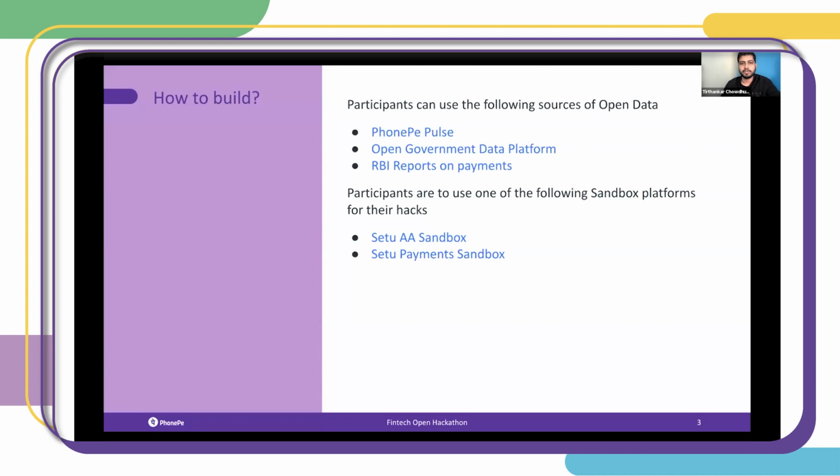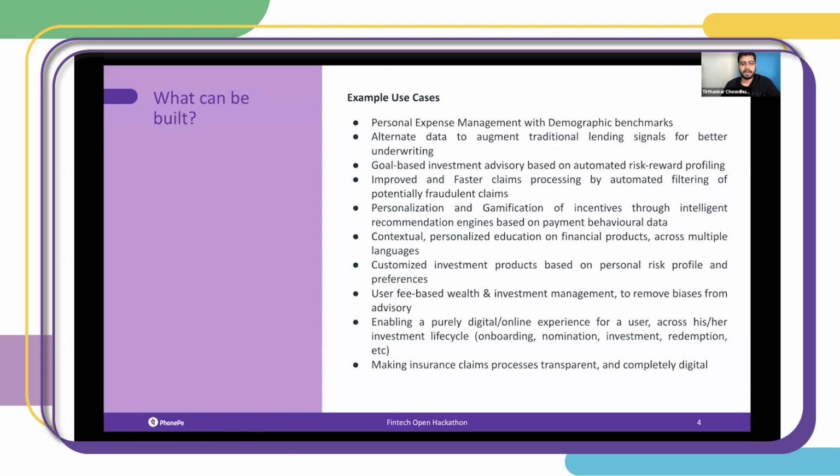In addition to that, we also want you to use the Setu Aggregator AA sandbox. Few of the other open source data platforms that exist around us can also be used, like the OGD platform, the Open Government Data Platform, the RBI reports on payments. However, if you are aware of any other open data source in the fintech domain, you're free to use that as well.